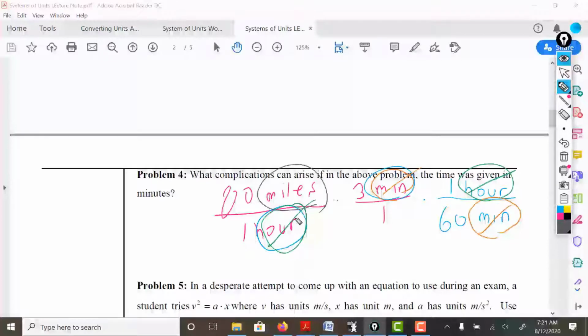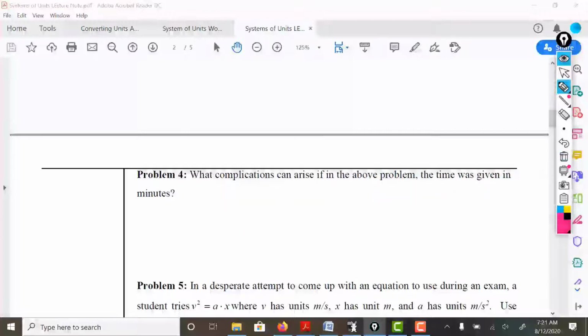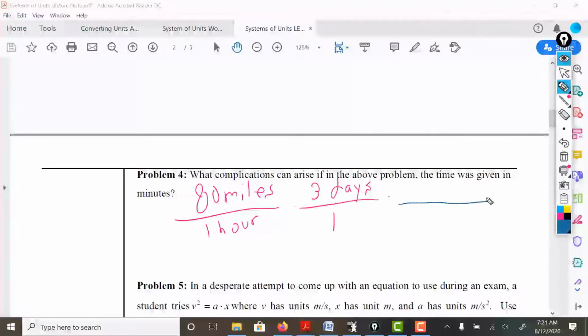Okay, so if we end up getting different units, we have to convert them appropriately and use different fractions for that. Let's try it again, but this time, what if it gave it to us in days? Let's say it was 80 miles per 1 hour, and I needed to know what happened in 3 days. Feel free to pause right now. See if you can figure it out without me. Pause.